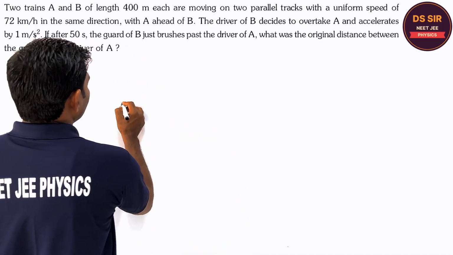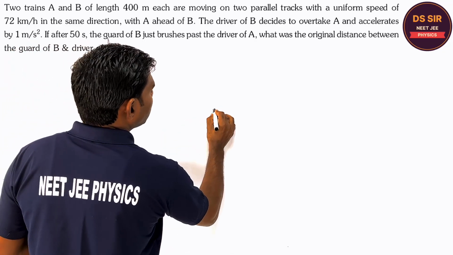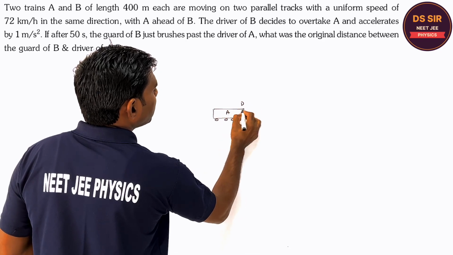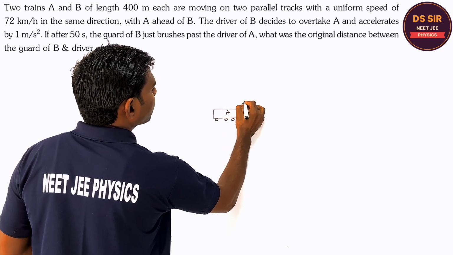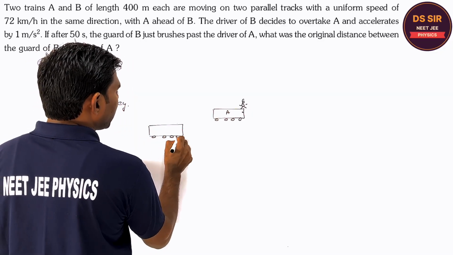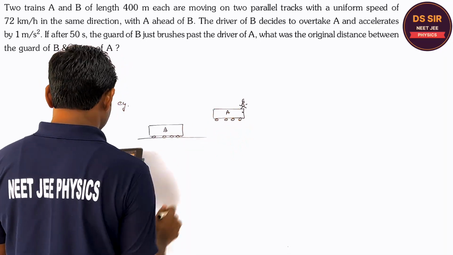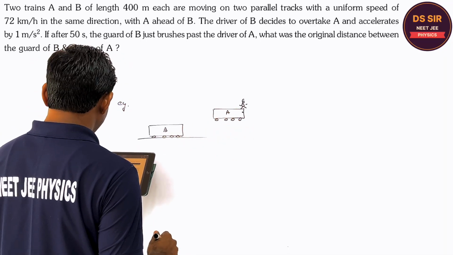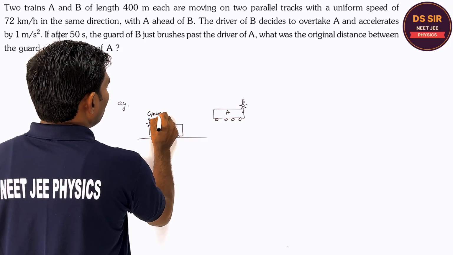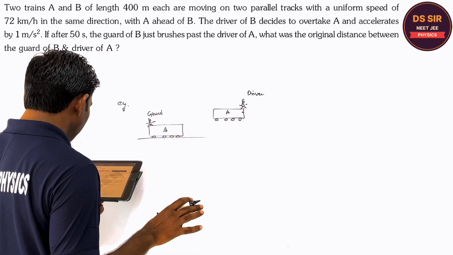Right. Okay. So in this question, this is the train A. And this is the driver of train A. Here it is the driver of train A. And suppose the train B is behind the train A, right? And this is the driver of B and this is the guard of B. This is the driver. Is it clear or not? Both are moving with the same speed.